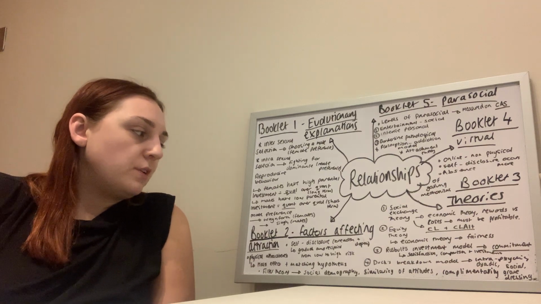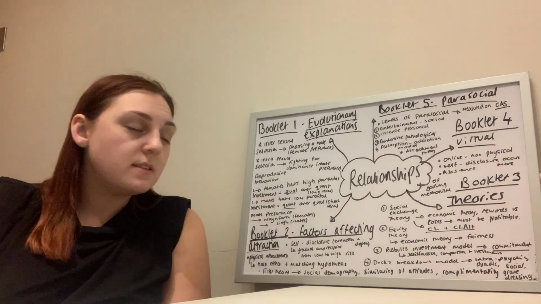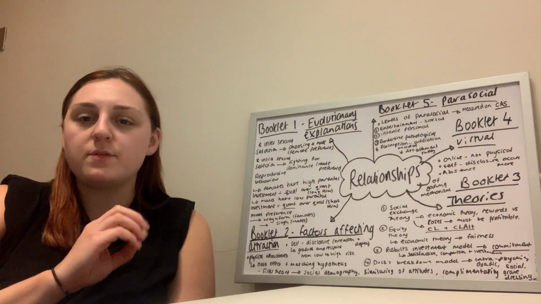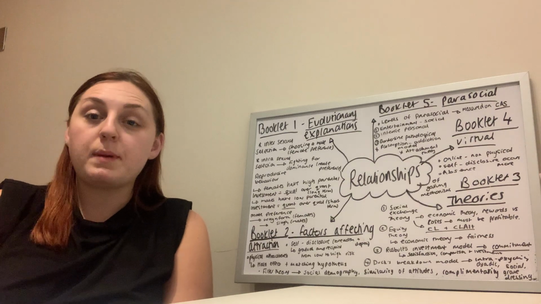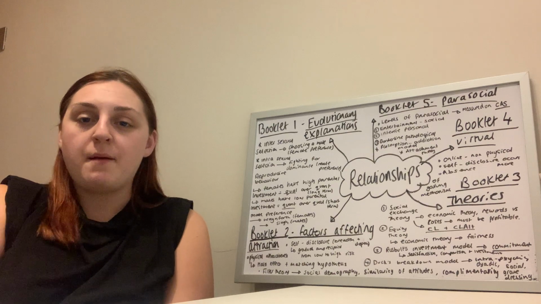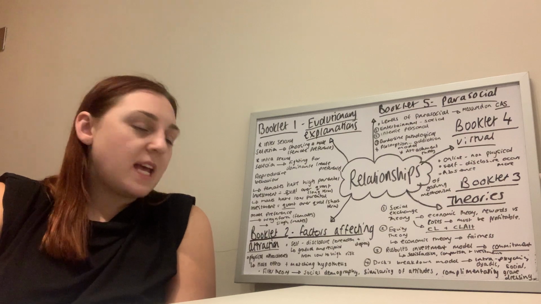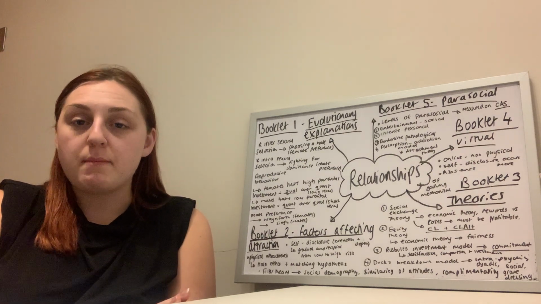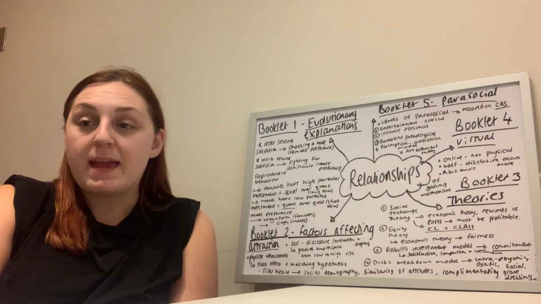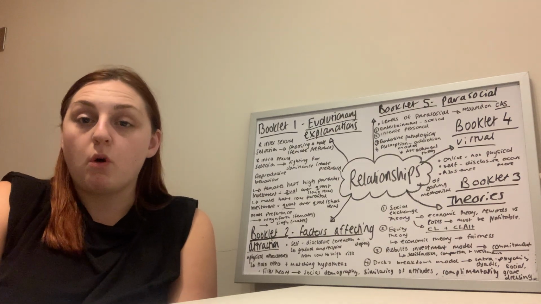Rusbult's investment model is the third and final theory of relationship formation and maintenance, and therefore it combines the best elements of social exchange and equity and then adds a little bit more detail. So out of the three theories, I would say this is the most holistic and complete theory as far as formation theories go. So Rusbult identified that there are three factors that affect commitment, and that's what helps maintain a relationship. In order for a relationship to be maintained, we must have high levels of commitment, and there are three things that would make us more or less committed.